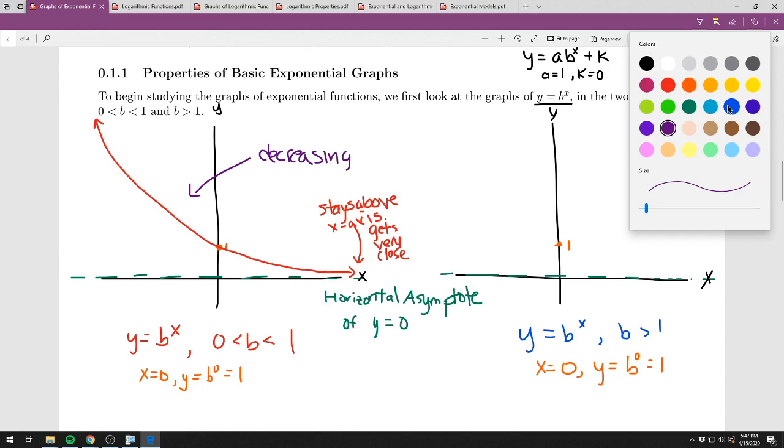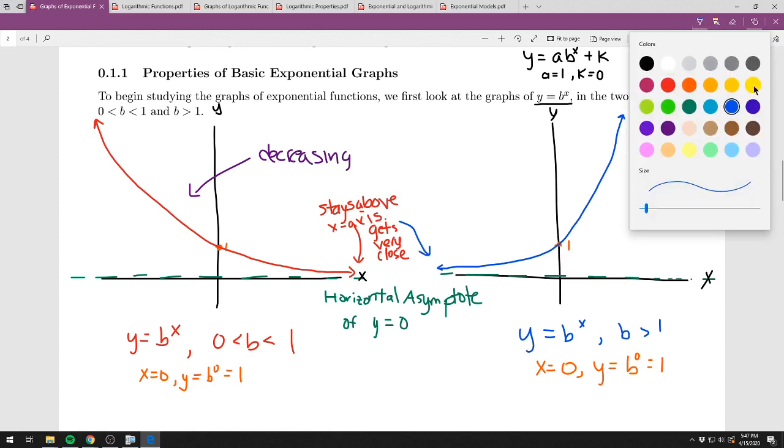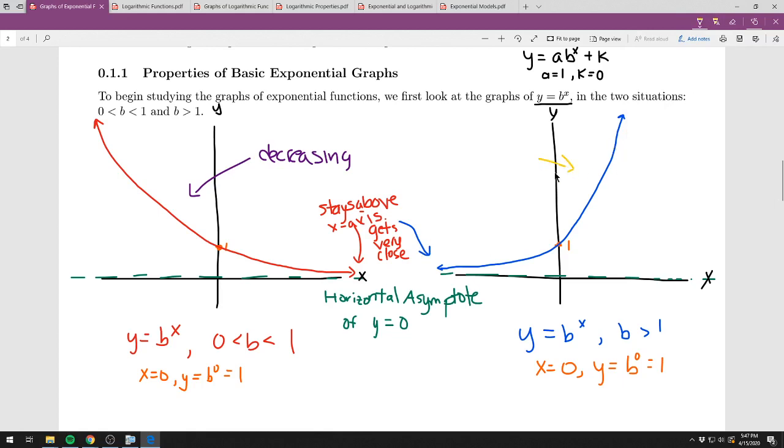Now the main difference between b between 0 and 1 and b greater than 1 is that when b is greater than 1, it's increasing. It has the same shape. It pretty much looks like the same graph flipped over the y-axis. I made this one a little steeper than the other, but that's okay. The same idea. This time as we go to the left, it's going to still stay above the x-axis, but it gets very close. But the way to characterize this one, as I just said, when b is bigger than 1, it's increasing.